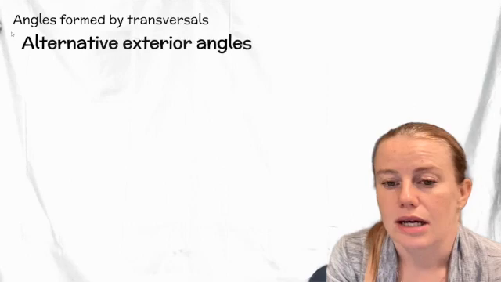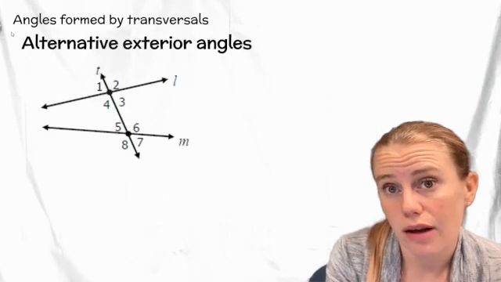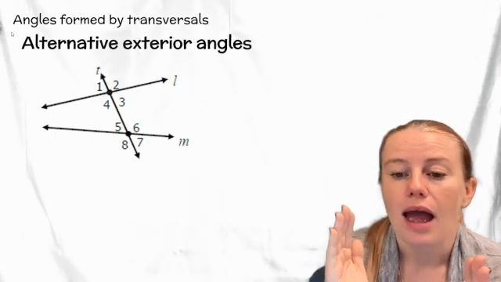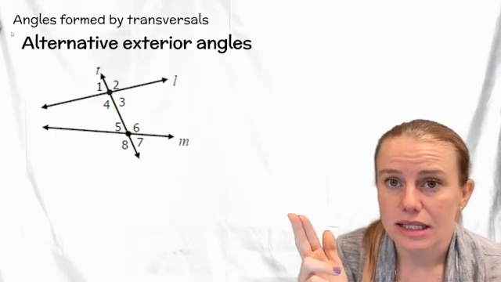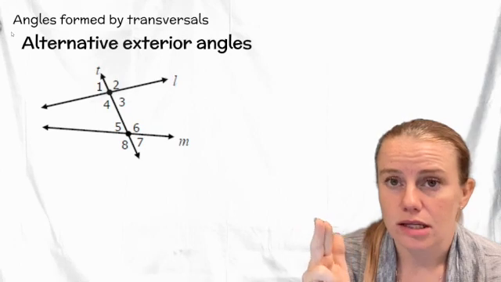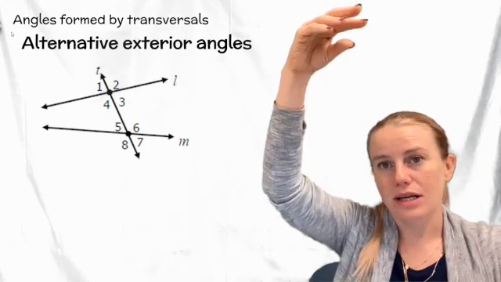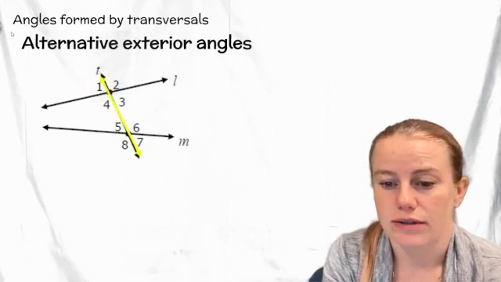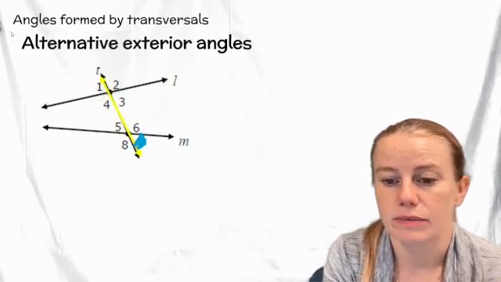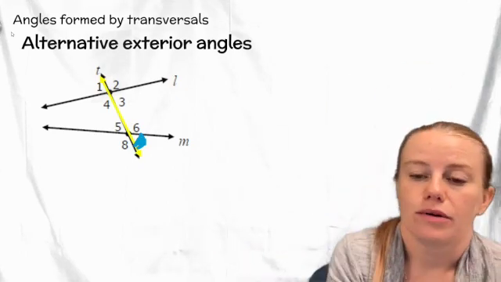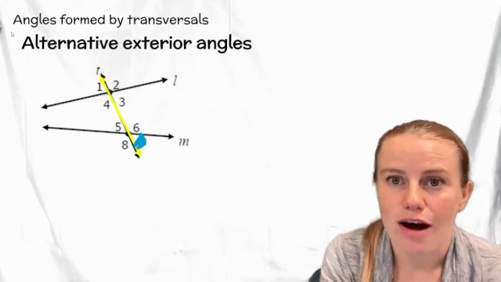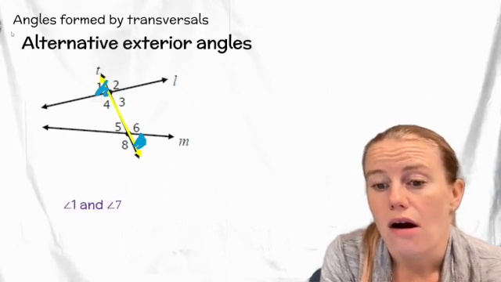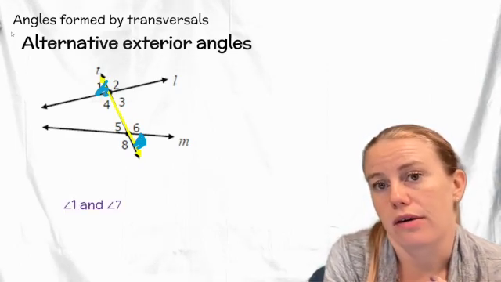So let's look at that first picture again, and we're looking for ones that are on opposite sides of that transversal line, so line T, opposite sides, and outside the two lines. So that's the transversal. What would be the opposite side of that? We'd go to the left side, and we're looking at outside, so the one that goes with that is 1. So 1 and 7 are going to be our alternate exterior angles here.